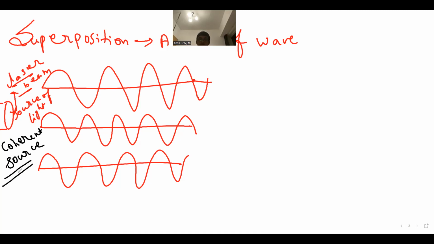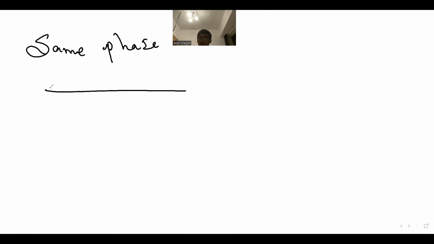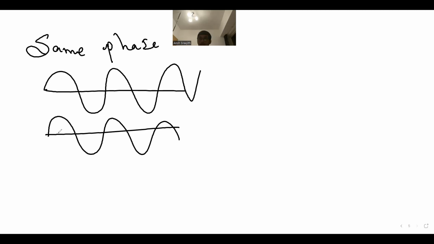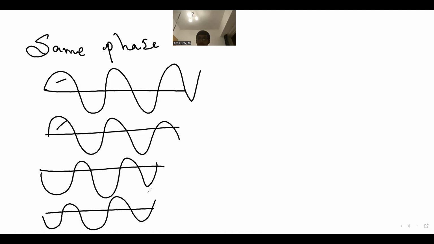Coherent source is that source where all the waves are produced in the same phase. Same phase means, first of all, I'm explaining what same phase is: where all the waves are being produced the same, that is either crest to crest or trough to trough. Understood? This is a source, this is a source. Either all the sources are from crest to crest or from trough to trough. Then that is known as what? Same phase.